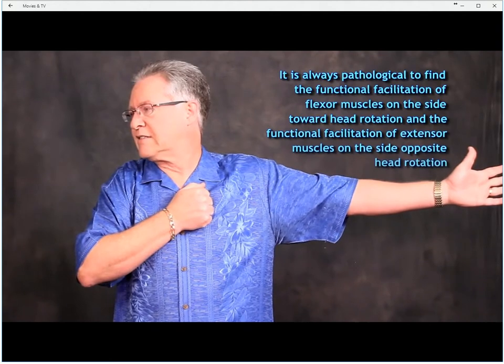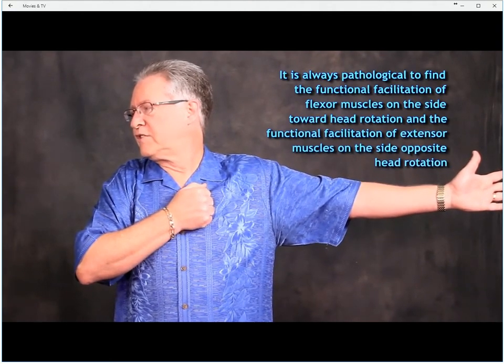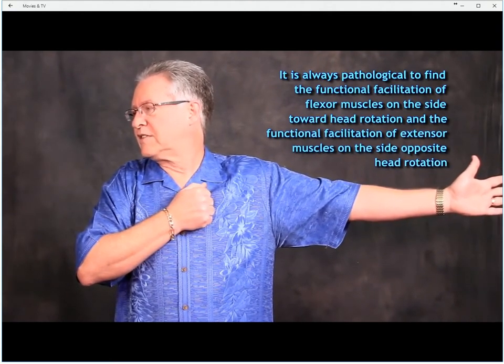It's not unusual to see the opposite occur with the functional tests. That is, functional facilitation of the flexor muscles on the side toward head rotation and functional facilitation of the extensor muscles on the side opposite head rotation. This is abnormal. We're talking about the tonic neck reflex in the lower extremity.